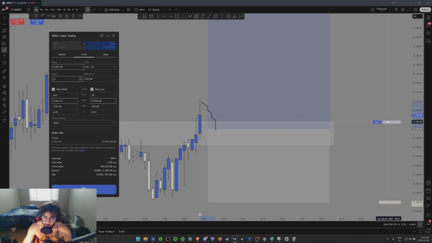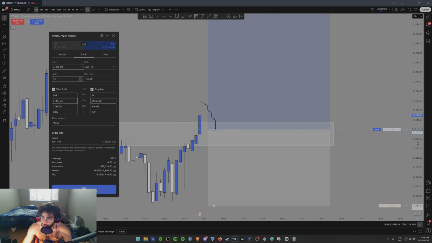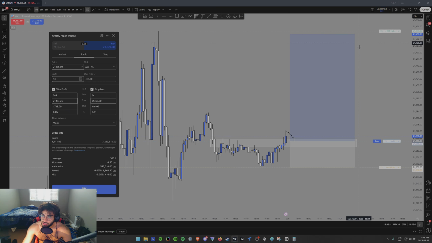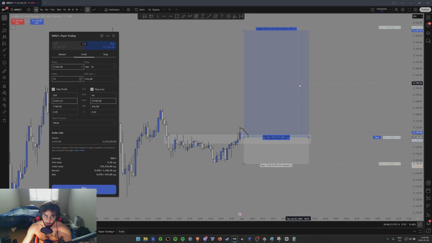boom, enter the trade. Sorry, I moved my limit right here. So when price taps 21,366, it'll automatically enter you into the trade without you having to do anything. If you have your stop loss set here and your take profit set here, it should enter you in, and now you're in the trade. Perfect. So that is risk management. That's how you manage risk properly in your trading.